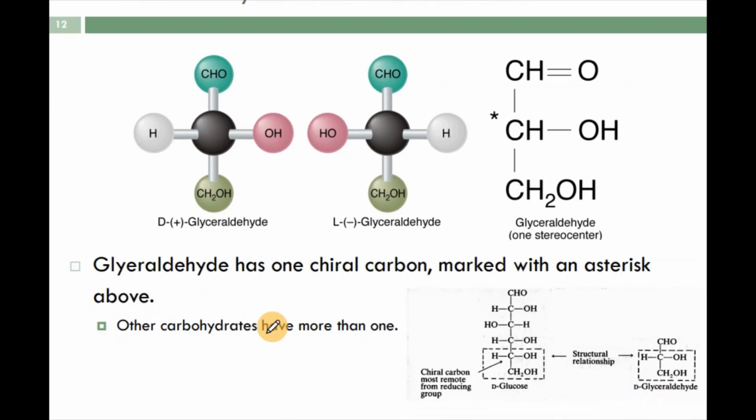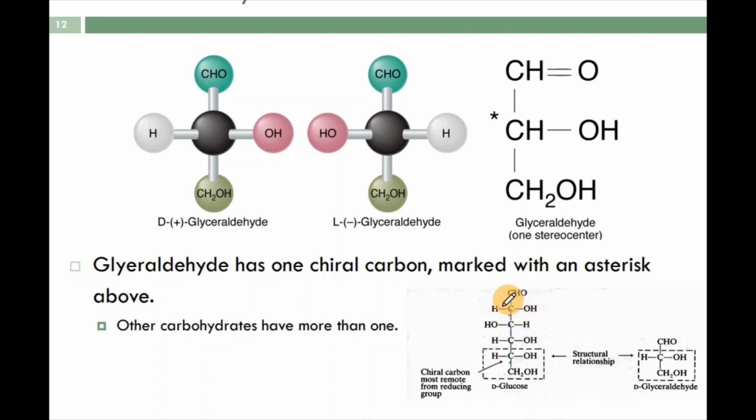Some other carbohydrates can have more than one chiral center, as shown here. Glucose has 1, 2, 3, and 4 chiral centers, unlike glyceride, which has only 1 chiral center. So you can have 1, 2, 3, or 4. If you have, let's say, a ribose, you will have chiral centers. If you have a pentose, for instance, it will have 5 chiral centers only if it is an aldose.